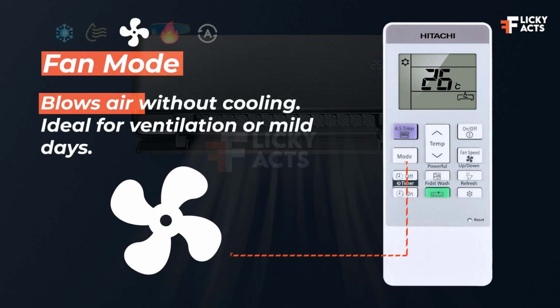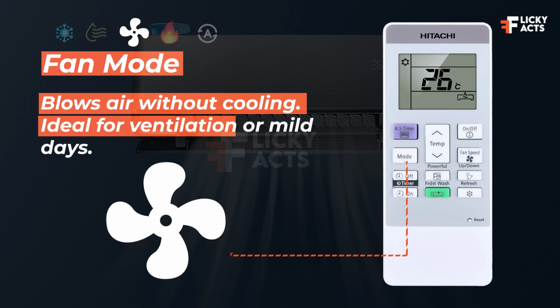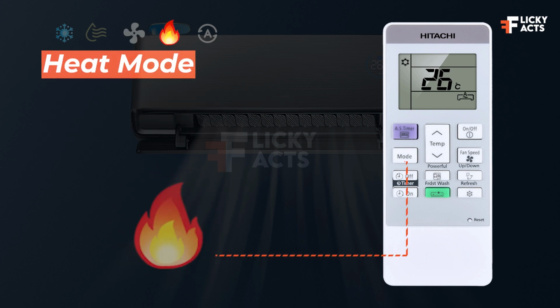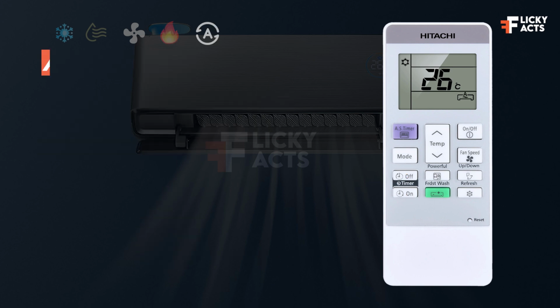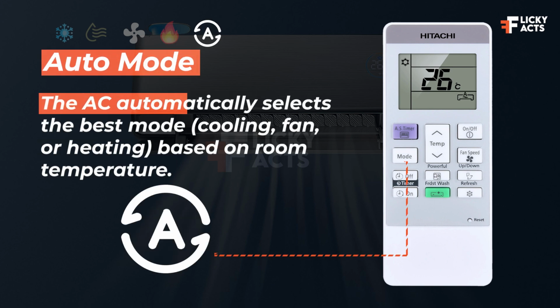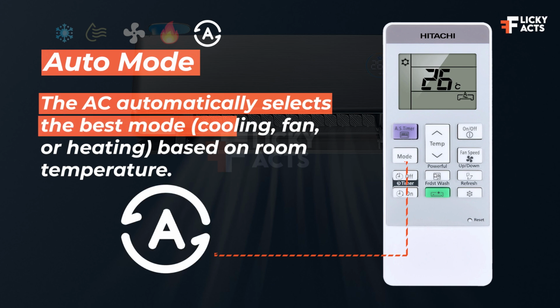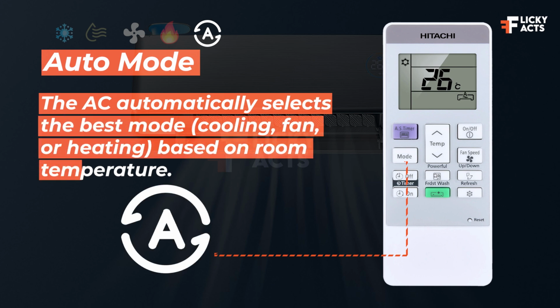Fan mode blows air without cooling, ideal for ventilation or mild days. Heat mode warms up the room by blowing hot air, perfect for chilly winter days. Auto mode: the AC automatically selects the best mode, cooling, fan, or heating, based on room temperature.